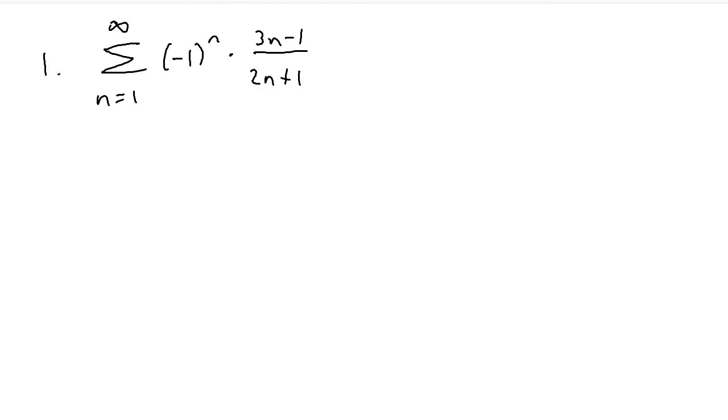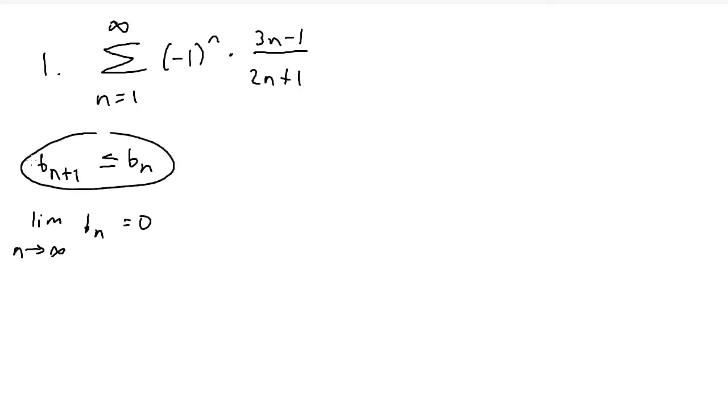So looking at number 1, we have the series from 1 to infinity of (-1)^n times (3n minus 1) over (2n plus 1). Now notice how (-1)^n is our alternator. So once again, in the alternating series test, or the AST, we're going to look at everything but the alternator. So we're looking at (3n minus 1) over (2n plus 1). So obviously we have to meet these two conditions, where b sub n plus 1 is less than or equal to b sub n, and that the limit as n approaches infinity of b sub n is equal to 0.